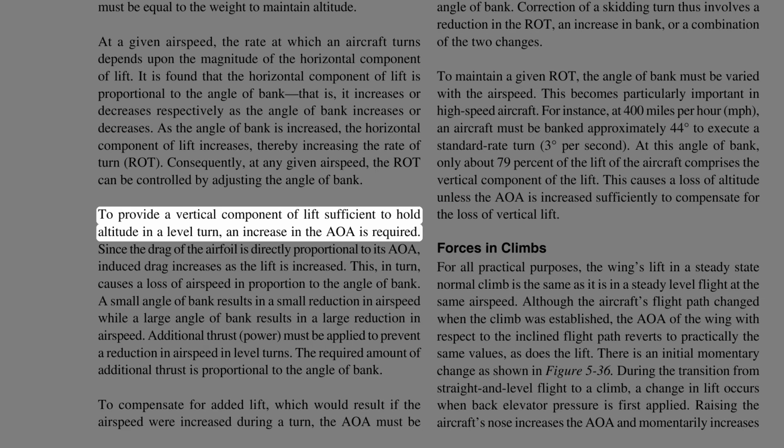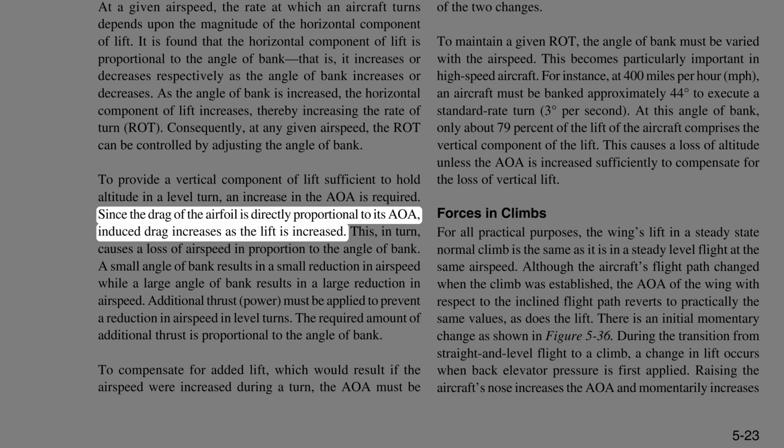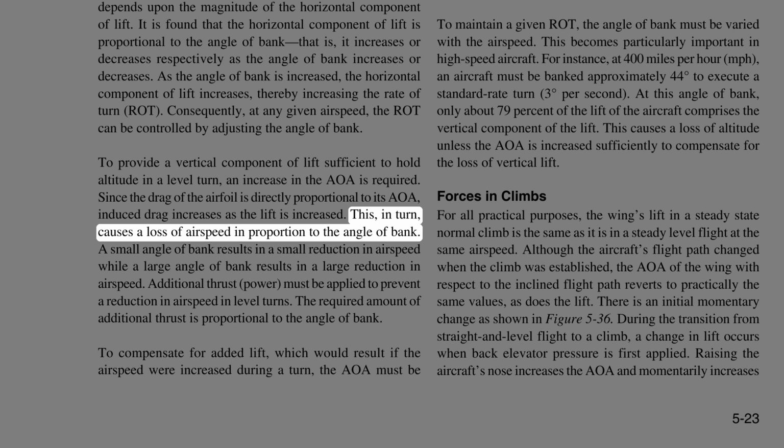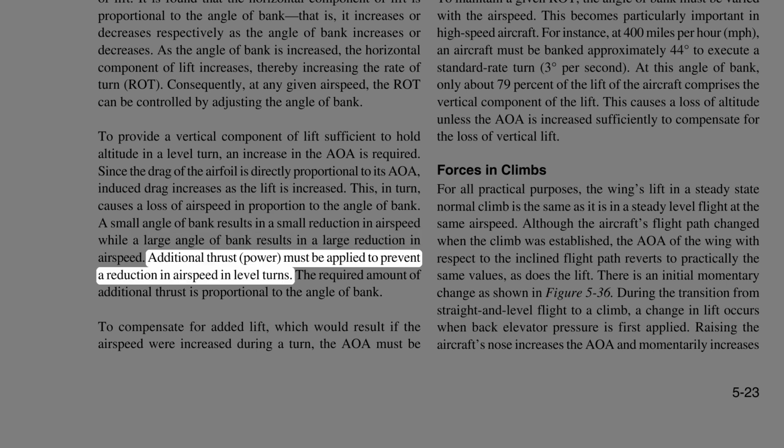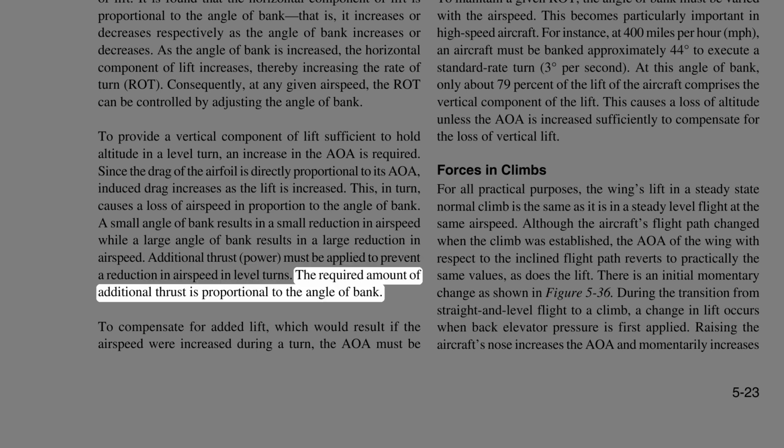To provide a vertical component of lift sufficient to hold altitude in a level turn, an increase in the AOA is required. Since the drag of the airfoil is directly proportional to its AOA, induced drag increases as the lift is increased. This, in turn, causes a loss of airspeed in proportion to the angle of bank. A small angle of bank results in a small reduction in airspeed while a large angle of bank results in a large reduction in airspeed. Additional thrust, power, must be applied to prevent a reduction in airspeed in level turns. The required amount of additional thrust is proportional to the angle of bank.